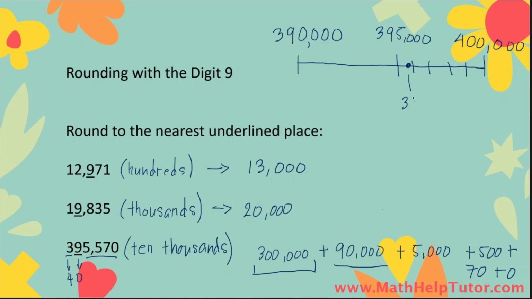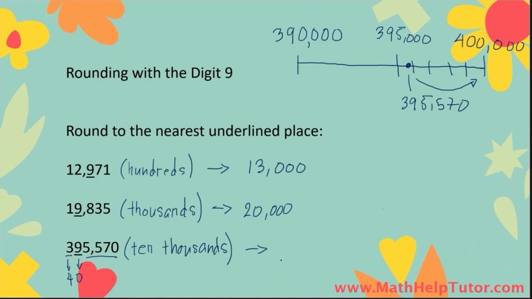That's 395,570. And as you can see, our number comes after 395,000 or is bigger than 395,000. So we know that our number is closer to the next 10,000ths place, which is 400,000. So the answer to rounding this number to the nearest 10,000ths place is 400,000.